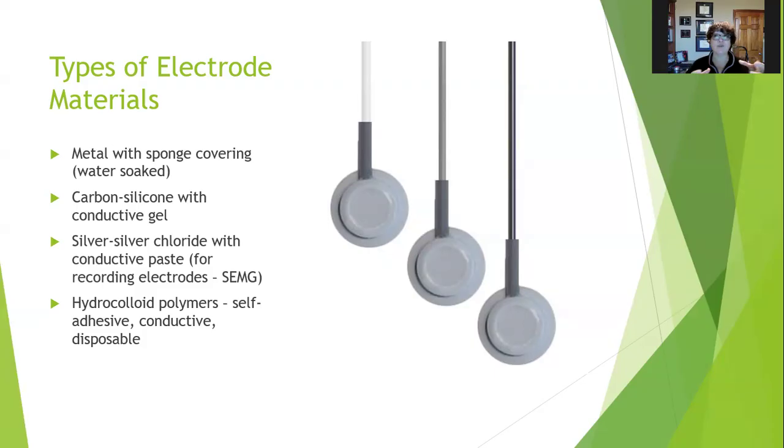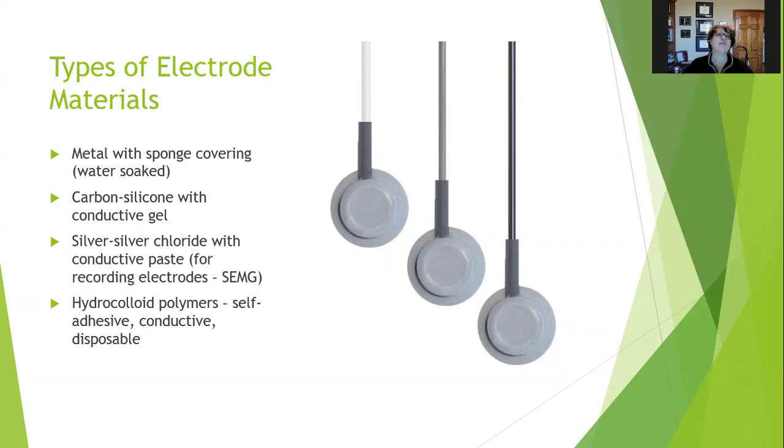Each of you will have your own sets of electrodes, and you use them on you, and you don't use them on somebody else. Write your name on them. The silver chloride with conductive paste are usually used for electromyogram recording electrodes, and so you'll see those in a neurologist's office.